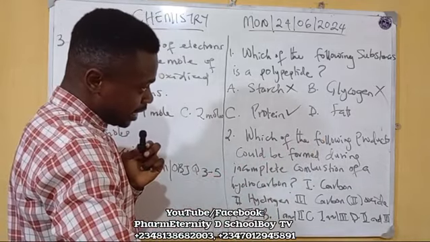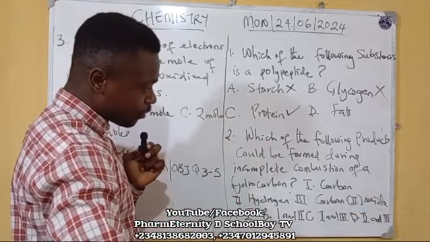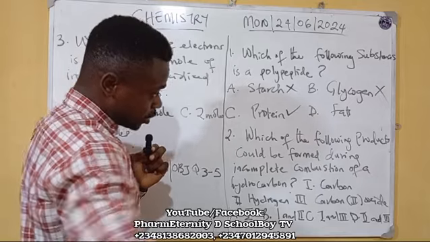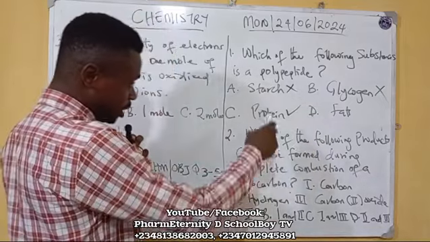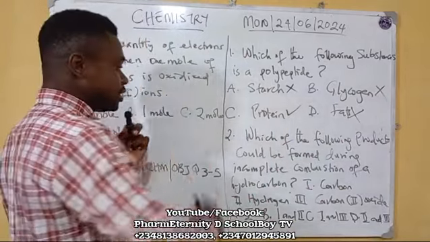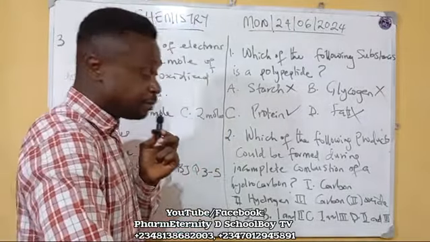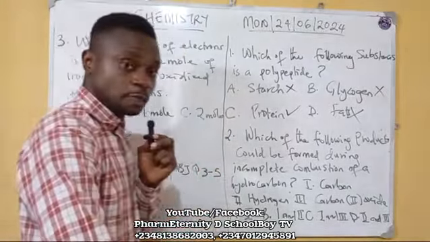Fat is found mainly in animals. The counterpart, oil, comes mainly from plants. So this is not a polypeptide, so this is not the answer. The answer to number one is protein. Protein is the one that has polypeptide. So let's go to question number two.